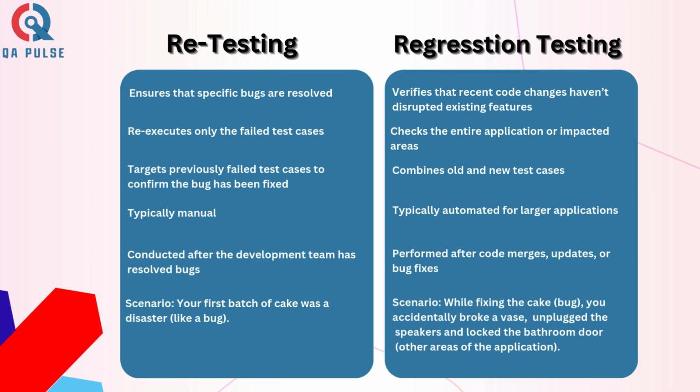So, my dear guys, understanding these differences will help you optimize your QA strategy, ensuring both stability and accuracy in software delivery.